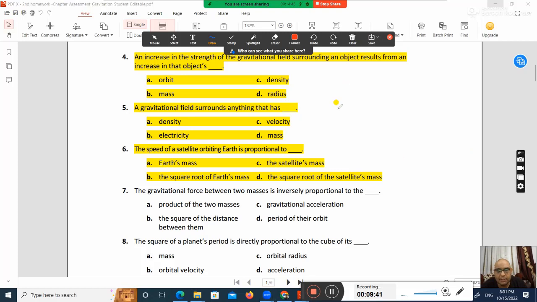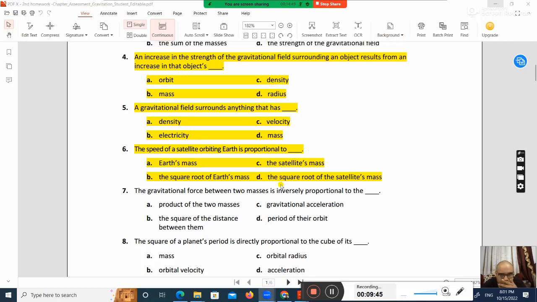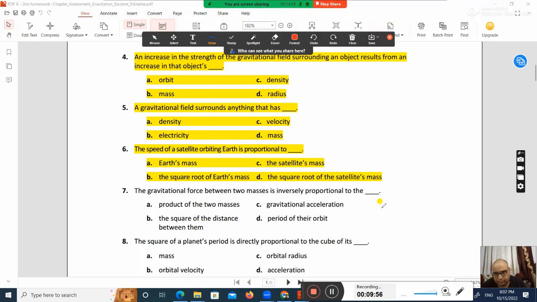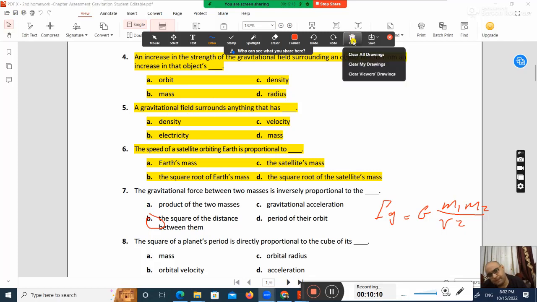Okay. Next one, gravitational force between two masses is inversely proportional to the gravitational force Fg. We know this before. Fg is equal to G M1 M2 over r squared, the inverse square of the distance between them. So it's the same question here.